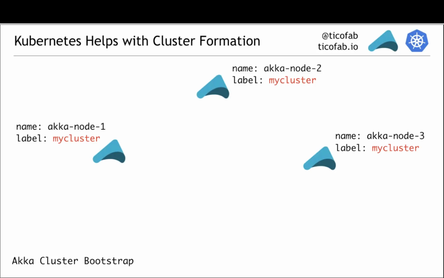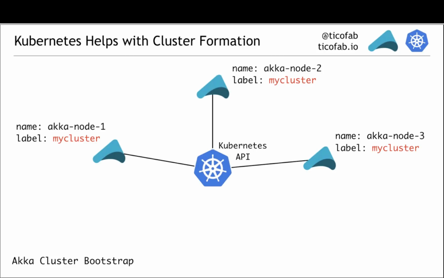It's the one in red, my cluster. What these nodes can do once they have been brought up is they can talk to the Kubernetes API. Kubernetes has this manager, roughly it exposes some API that you can talk to. And so each of these nodes can ask the Kubernetes API if other nodes like it share the same label. And the Kubernetes API will realize all that and make sure that they are aware of each other.